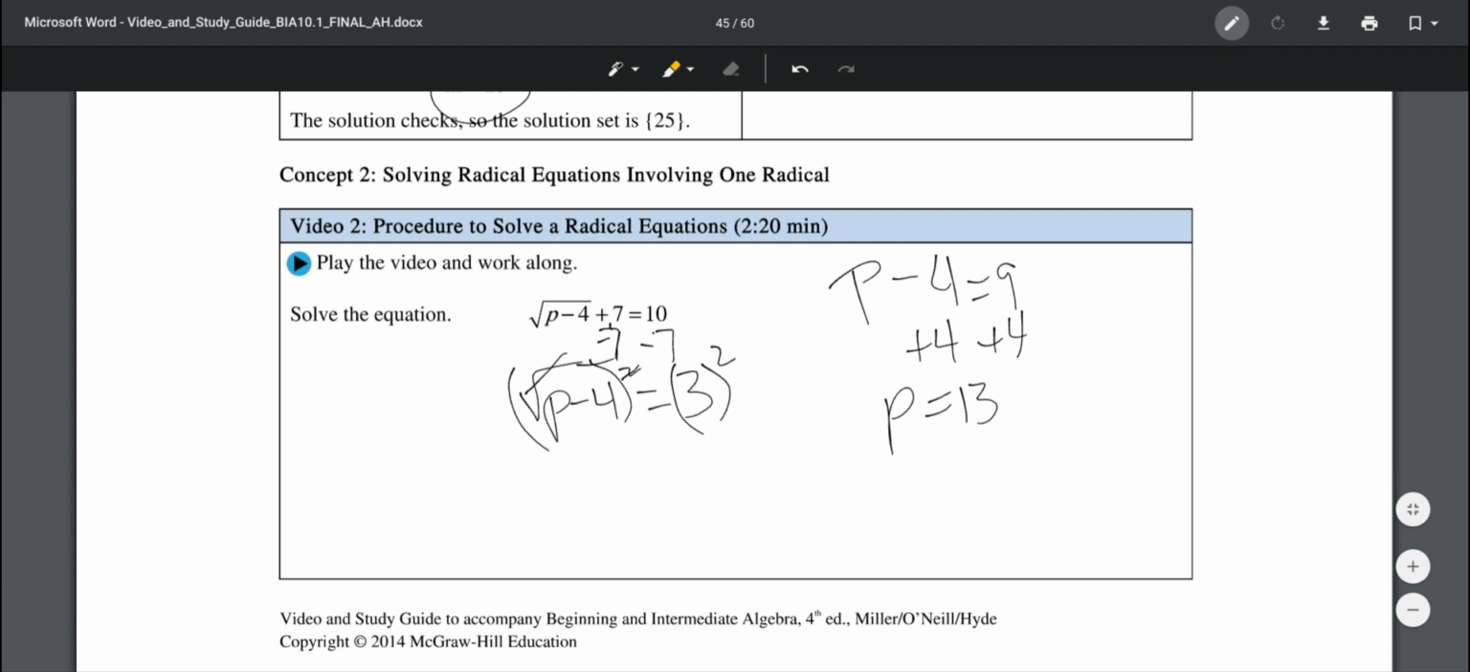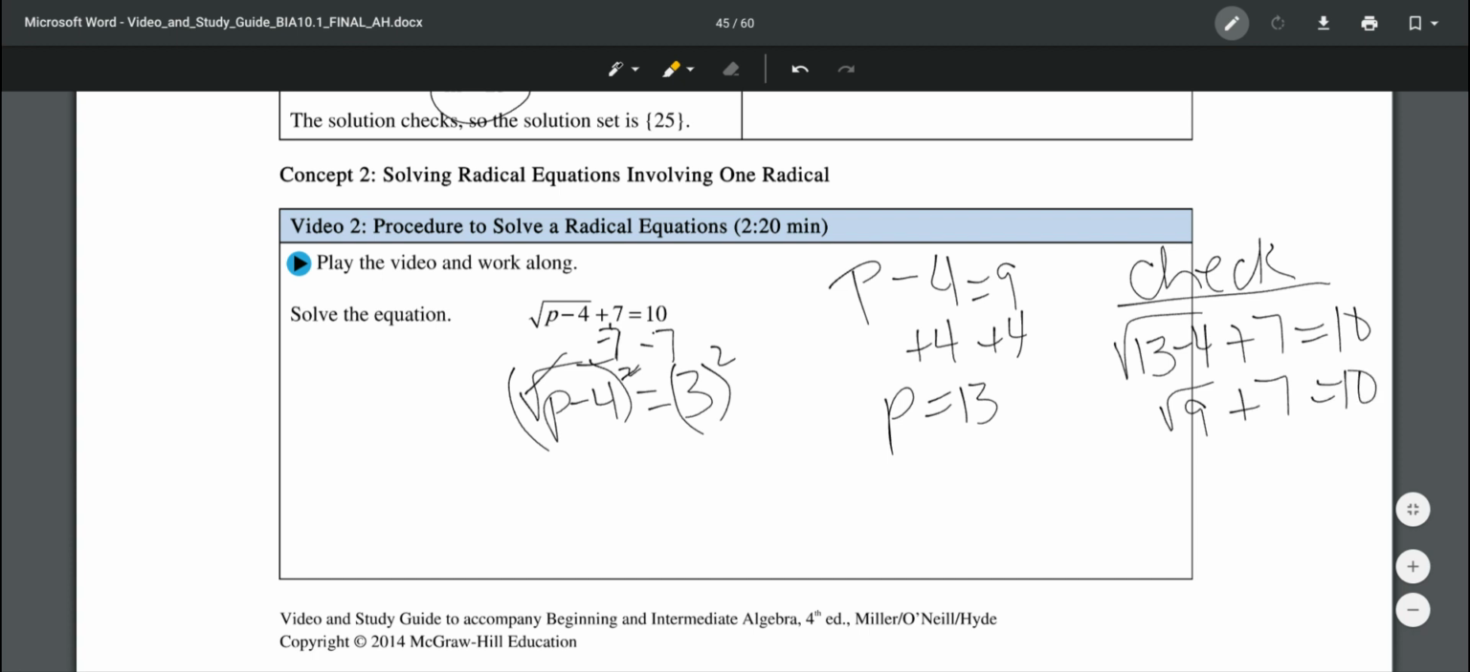Now I can keep 13 as long as, when I check my answer and plug 13 in, 13 minus 4 is not a negative number. Then I'm okay. 13 minus 4 is square root of 9. I can take the square root of 9 because 9 is positive, so 3 plus 7 does equal 10. So p equals 13 would be my solution to this problem.